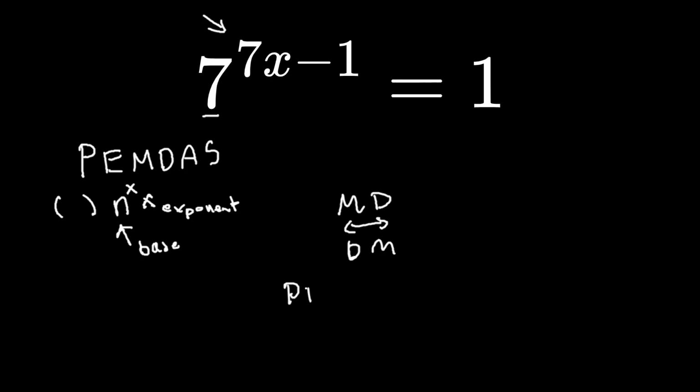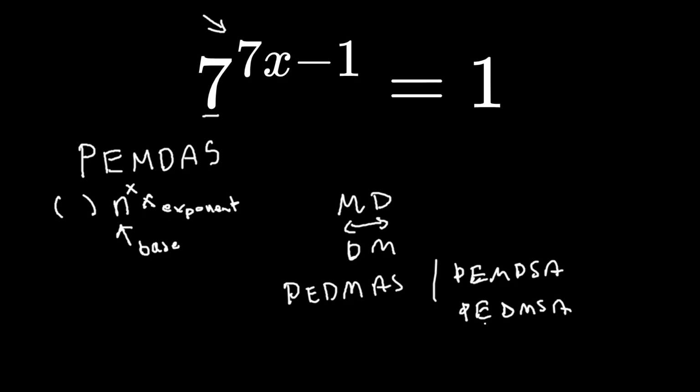So PEMDAS is just an acronym for us to remember it, easier to pronounce, but it can also look like this. This is one way PEMDAS can look. It can also look like this, or like this. So the only things that don't change are the P and the E.